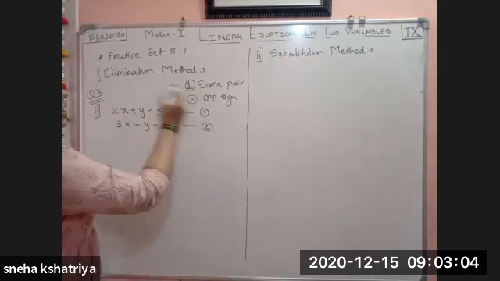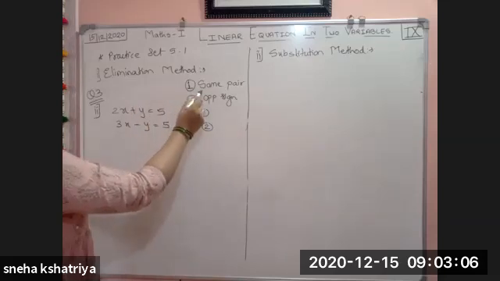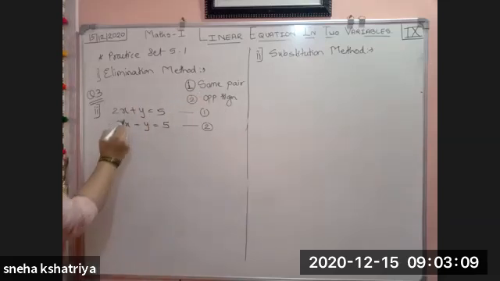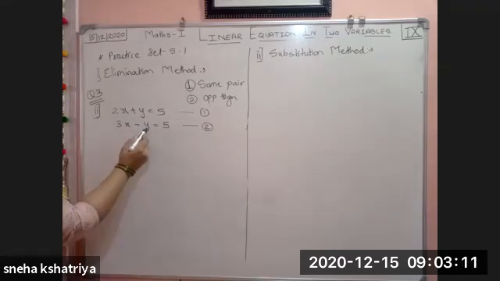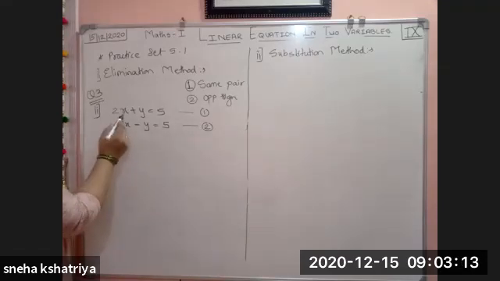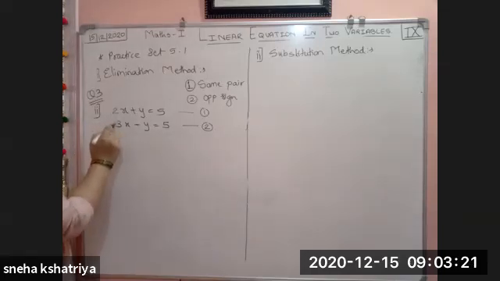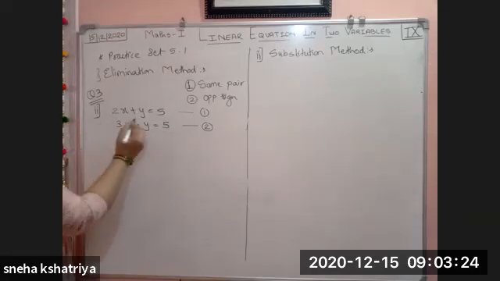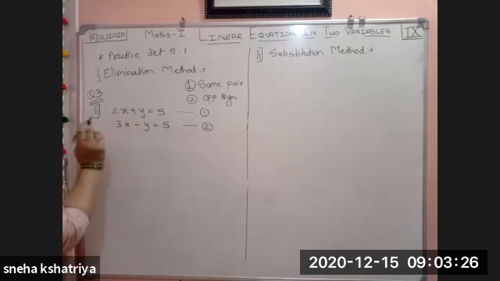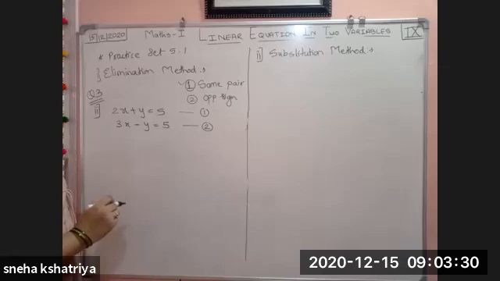After this, see here. If you are solving by elimination method, first look for the same pair. X forms the same pair, y forms the same pair. But the coefficient of x here is 2, here is 3, so they don't form a same pair because the constants multiplied to x are different. But see here, y is single, here is nothing. Here y is single, here is also nothing. So we get a same pair.